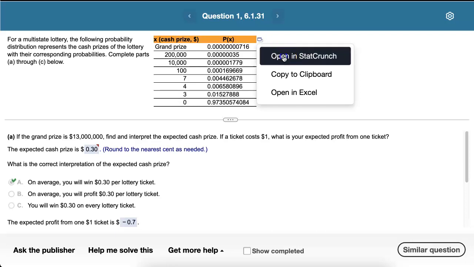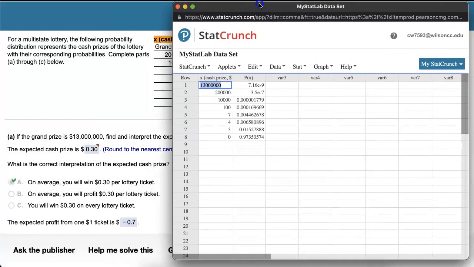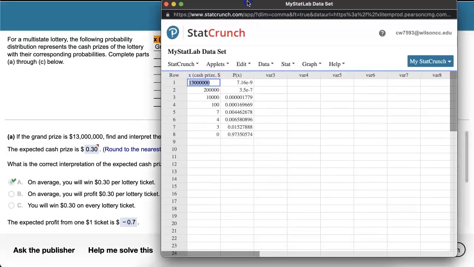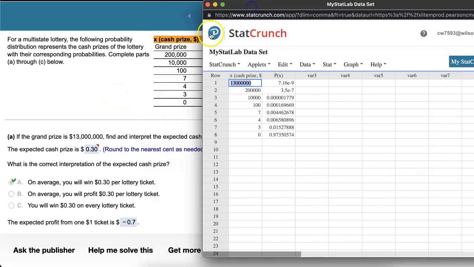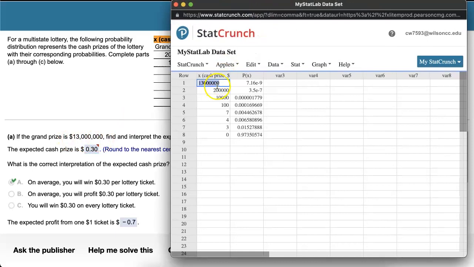So let's open up this table in StatCrunch. The first thing that we're asked to do is find and interpret the expected value given that the grand prize is $13 million. Now notice that, again, in the table it didn't say that. I'll slide that over just for a second. It just put the words grand prize. So if you are using another technology, you want to type in right here 13 million. But StatCrunch already has that for us.